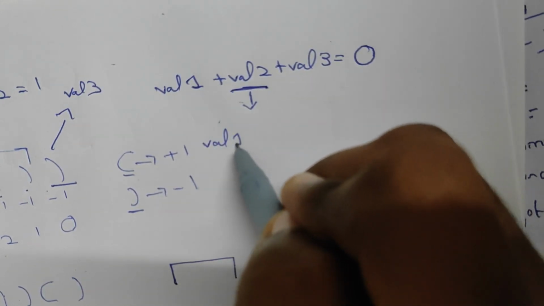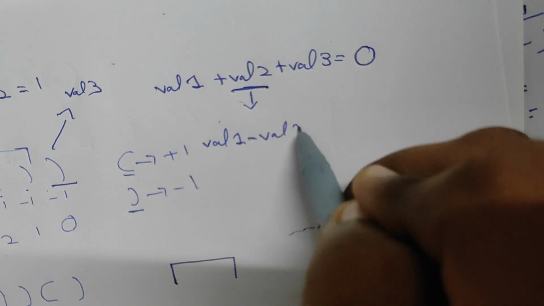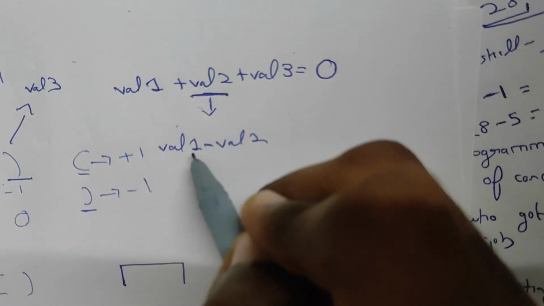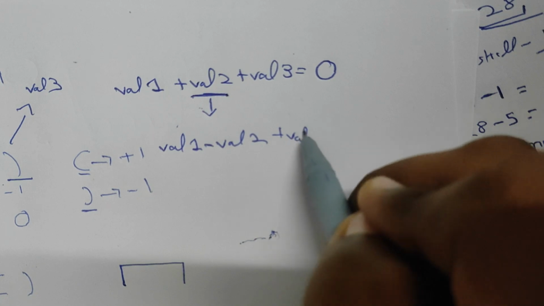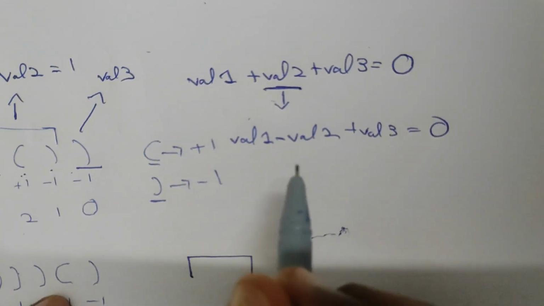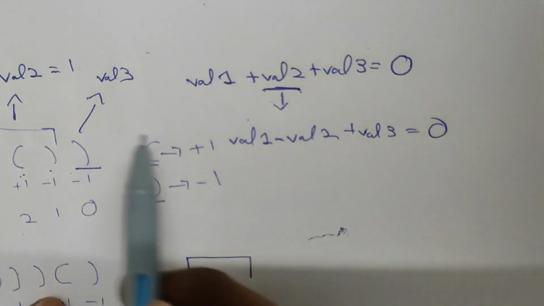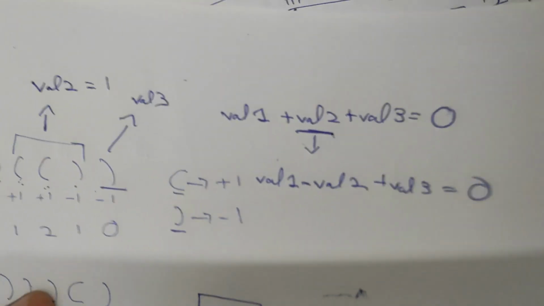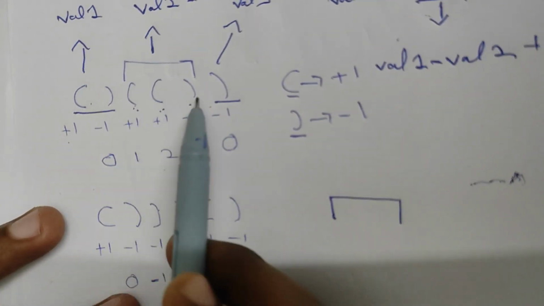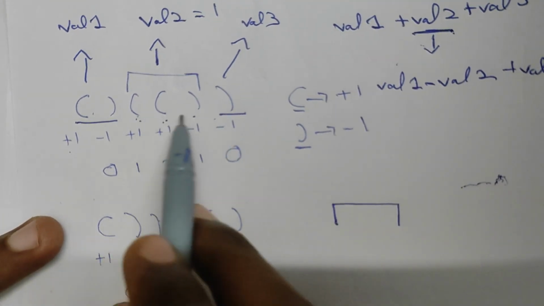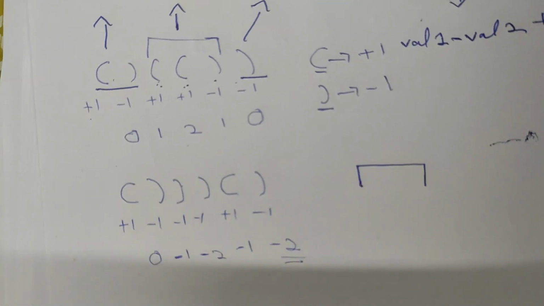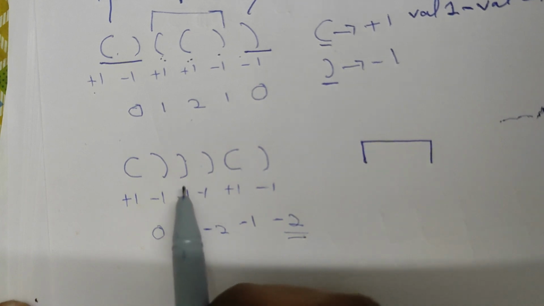So the expression now becomes value 1 plus value 2, value 1 minus value 2 plus value 3 is equal to 0. Since we have flipped all the brackets in this, the value also gets the opposite. So here initially the value was equal to 1. When we take the inverse of all the brackets in that sequence, what will the value become?